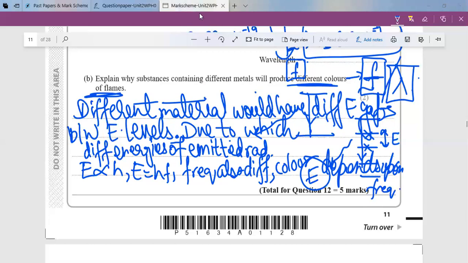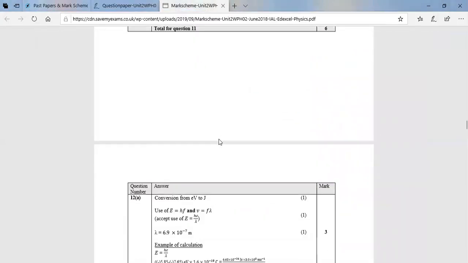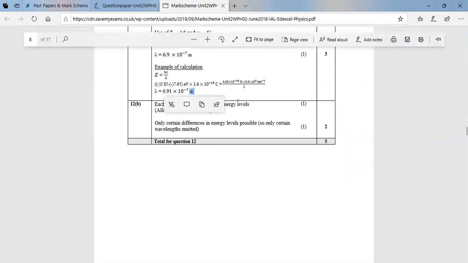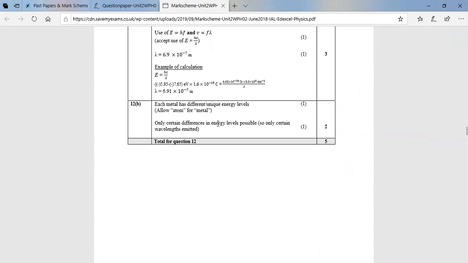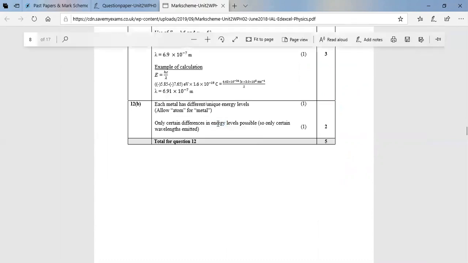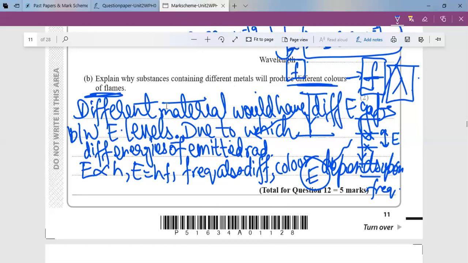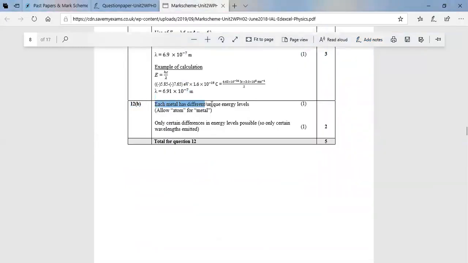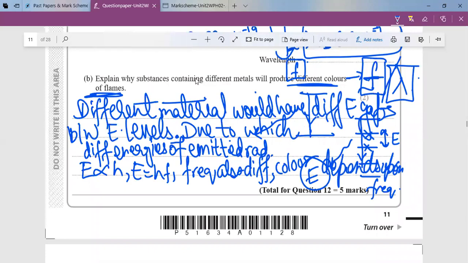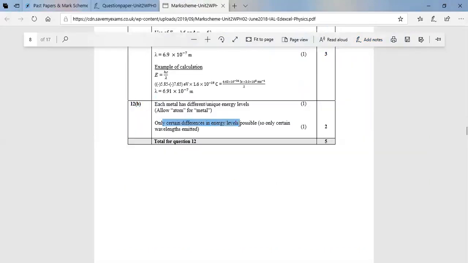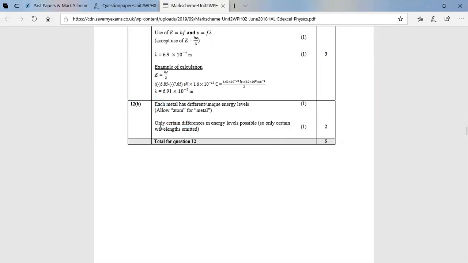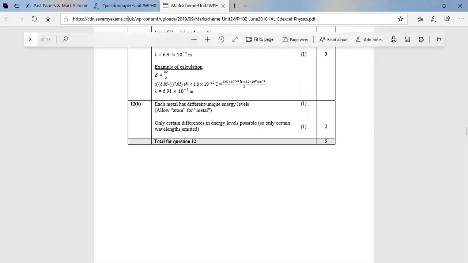Get it? Yeah. Let's check out the marking scheme as well. Each metal has unique energy levels, meaning different energy levels, and only certain differences in energy levels are possible. Only certain wavelengths are emitted. Well, this gives the same answer which we gave over here. It's the same thing but with different wording. Of course, different metals would have different energy levels, and only certain differences in energy levels are possible, so only certain wavelengths are emitted, or you could say that different wavelengths are emitted due to different energy gaps between them. Same thing.